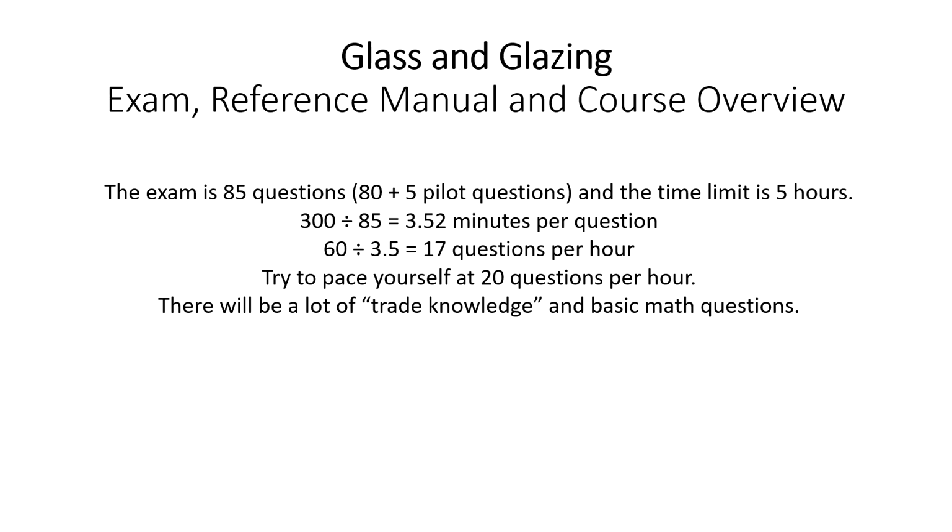Well, it's not working. Let's try that. Okay, so I take my 300 minutes and I divide it by my 85 questions, and I get 3.5 minutes per question, basically. So then I take 60 minutes in an hour and I divide it by 3.5, and I know I have to do 17 questions per hour. So I round that up a little bit to 20. And I say, try to pace yourself at 20 questions per hour.